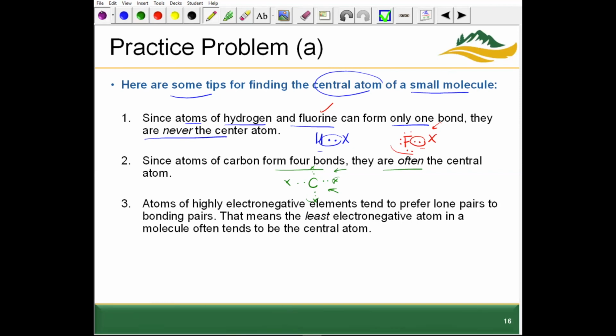Third is what we've seen. So atoms of highly electronegative elements tend to prefer lone pairs over bonding pairs. These are lone pairs. This is a bonding pair. So the more electronegative elements prefer to have lone pairs around them rather than bonding pairs. So the highly electronegative elements don't like to be in the center either. This means the least electronegative atom in a molecule often tends to be the central atom. So the less electronegative atom typically in the center.